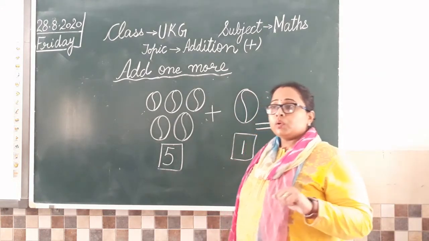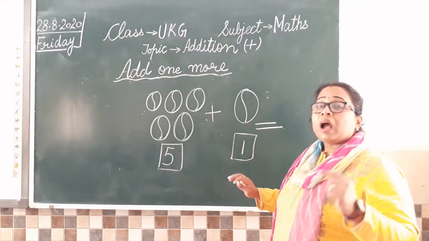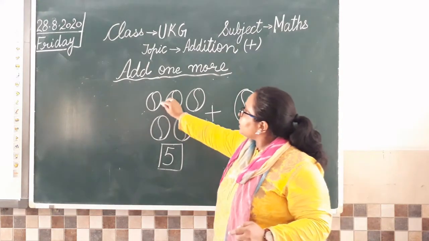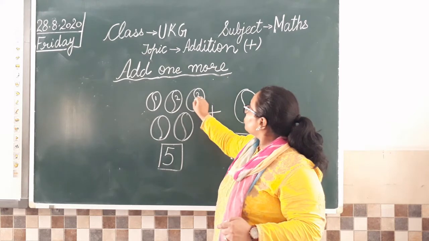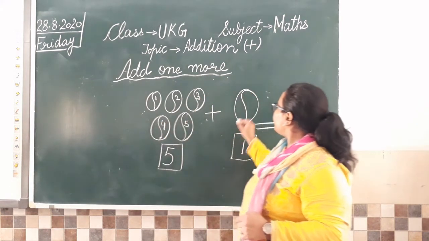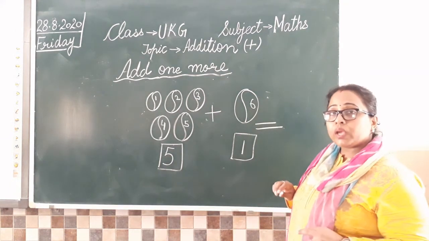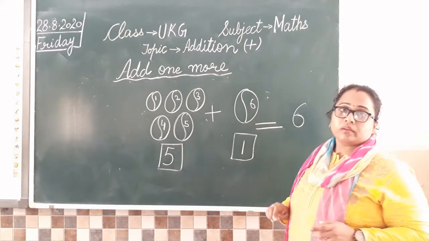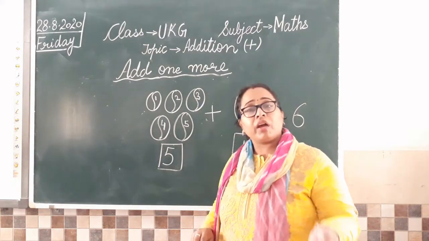So what will you do? One way is to count these numbers on fingers. The other way is to count these objects also. So let us count 1, 2, 3, 4, 5 and 6. So total how many do we have now? We have 6 in all. Clear? So what is the meaning of add one more?